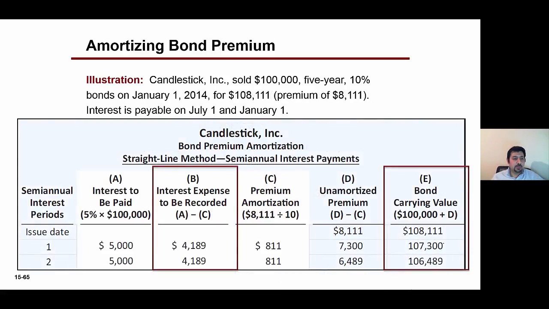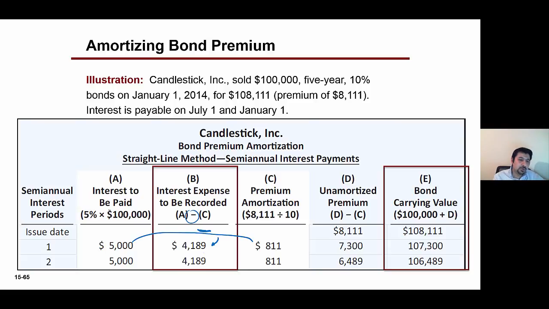When we talk about amortizing bond premium, this is the same concept but the other way around. Here the premium will be decreasing the cost of borrowing. As a result, it will be subtracted. So it will be this one minus this one, and it will give us the interest expense.